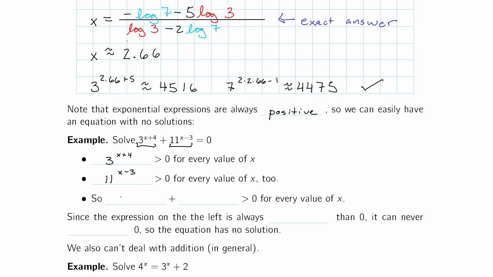So when I add them together, if I add together two positive numbers, I certainly get a positive number, no matter what. But that expression then, right, that's the left-hand side of this equation, is always greater than 0. So it can never equal 0. And the equation has no solution. That's it.